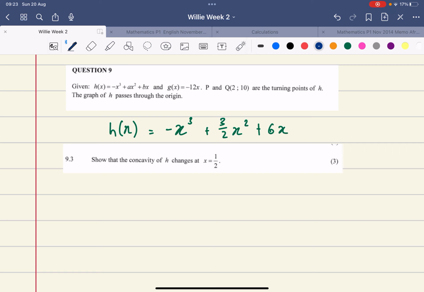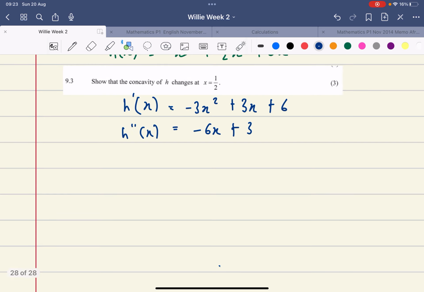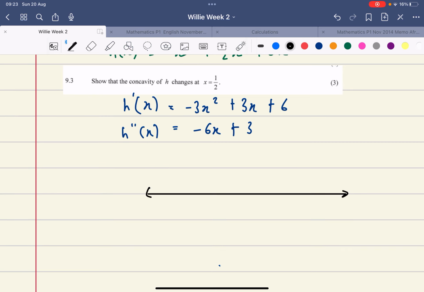So first we need to find that second derivative. So h prime of x is going to equal minus 3x squared plus 3x plus 6. And then h double prime of x is equal to minus 6x plus 3. Okay, so now we have to evaluate our second derivative around x is equal to a half. And so here's our number line, and here's a half.